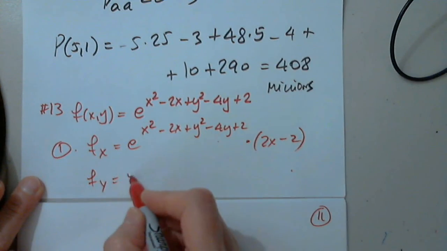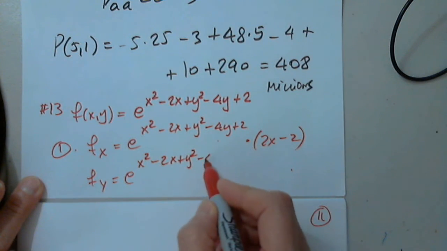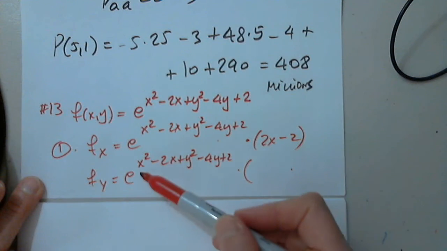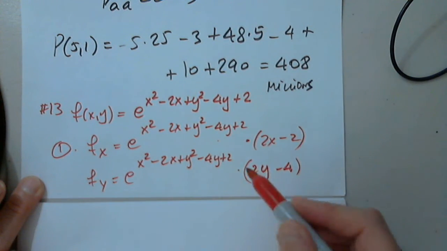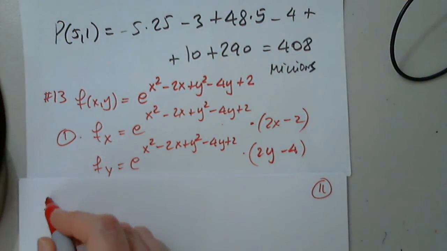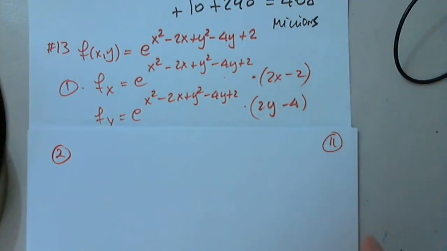fy is e to all that times, we differentiate with respect to y. No y, no y, 2y minus 4. Good, nice. In step 2, this cannot sit the way I wanted it to sit.